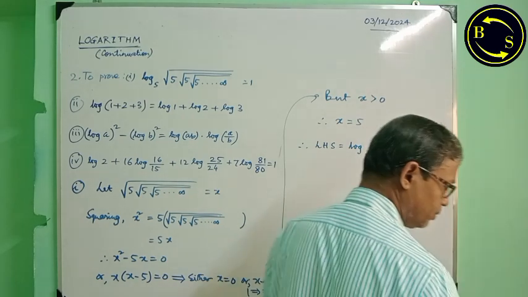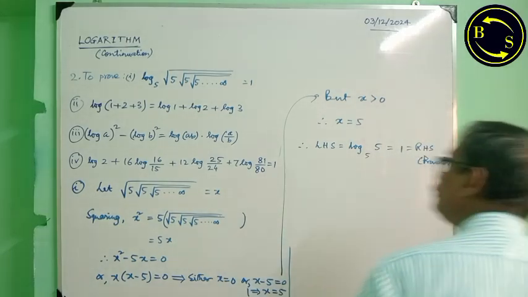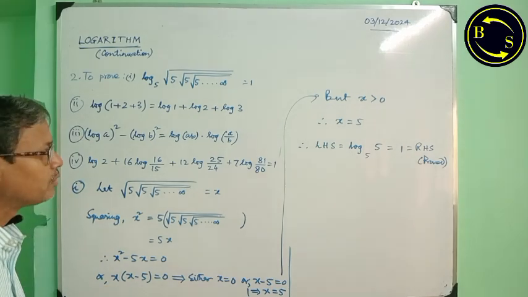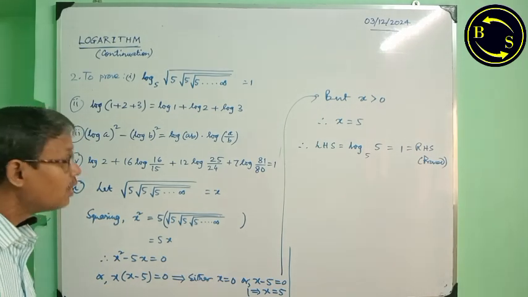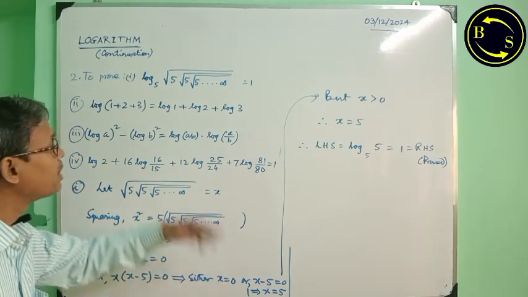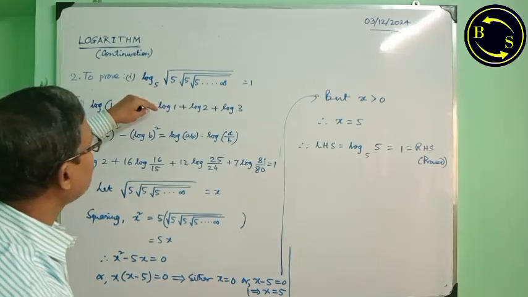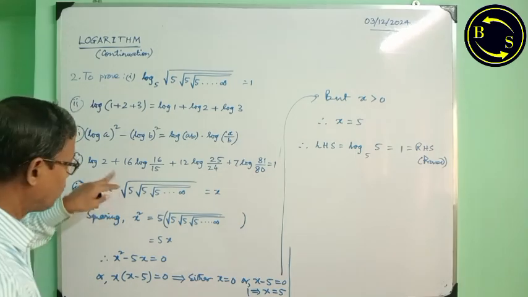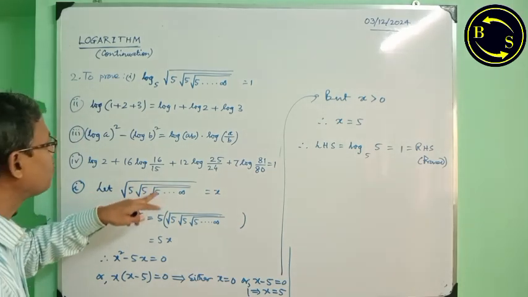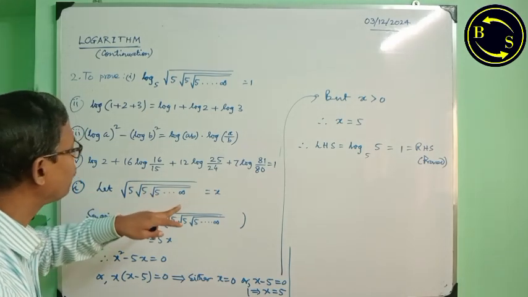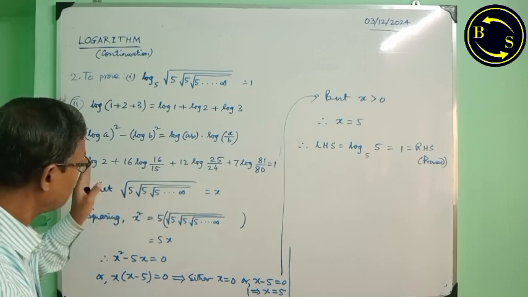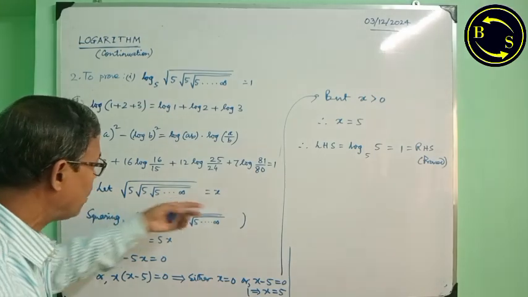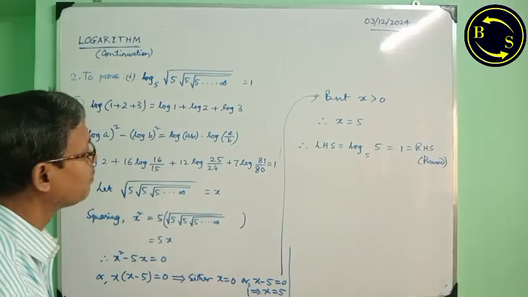Very interesting one. I think you have followed. Why x is not equal to 0? I have explained that. First of all, this one is a positive number. Square root of 5 into square root of 5 into square root of 5 up to infinity. Therefore, square root of a positive number. Therefore, value of x is never 0.